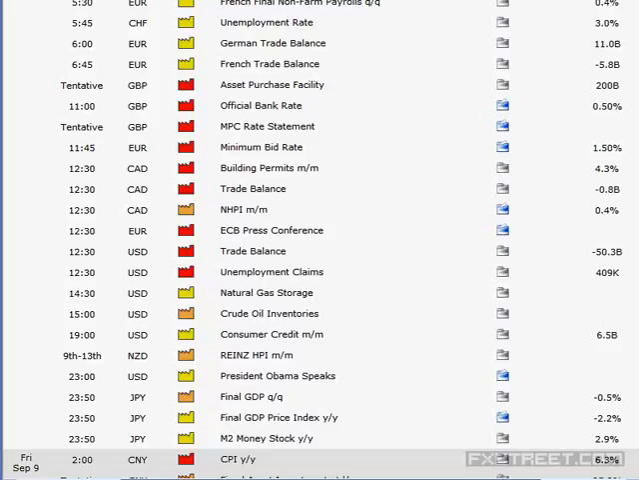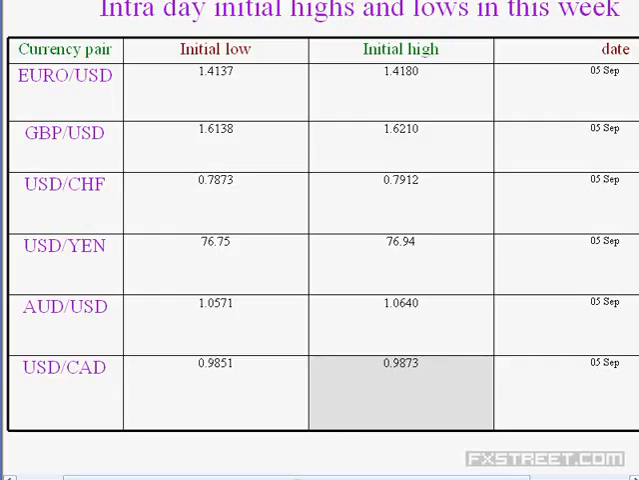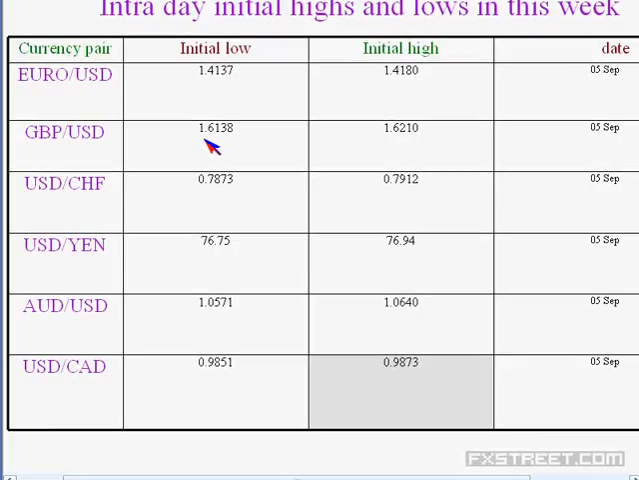So let me minimize it and come back to the PowerPoint presentation again. Now coming to today's events, the initial lows and highs set for today, 1.4137 and 1.4180, are not breached. The initial high and low, which are recorded around 3:30 GMT: GBP 61.38 is the low, 62.10 is the high. They are not breached. CHF 78.73 is the low, and 79.12 is the high, which is also not breached.